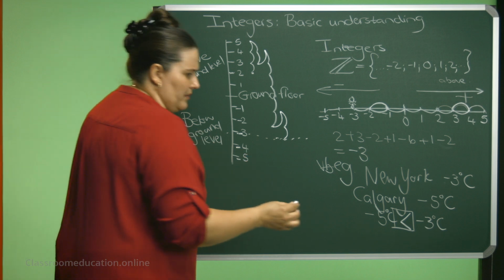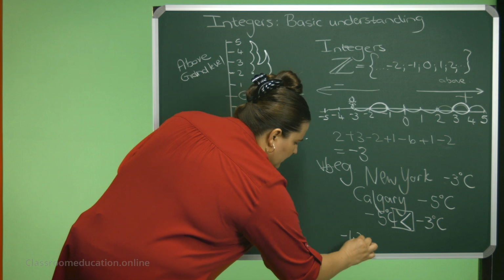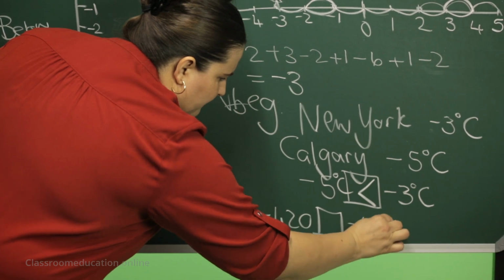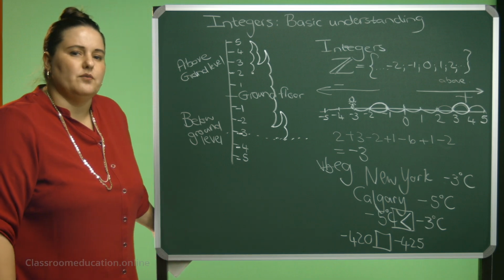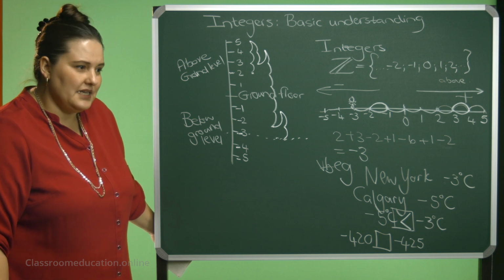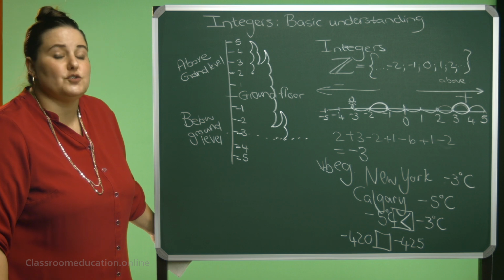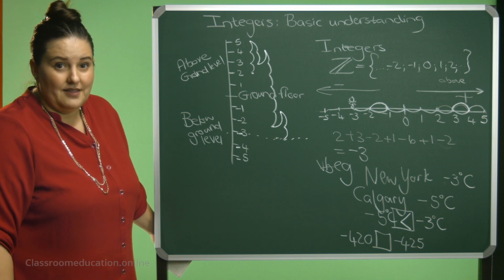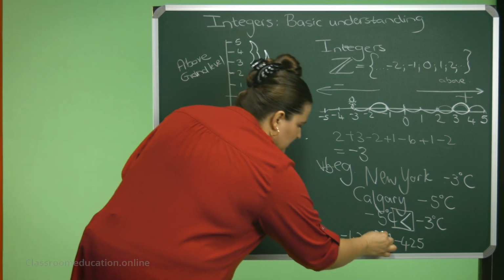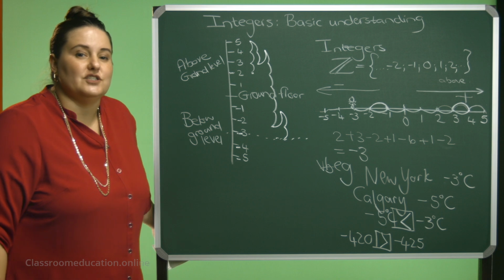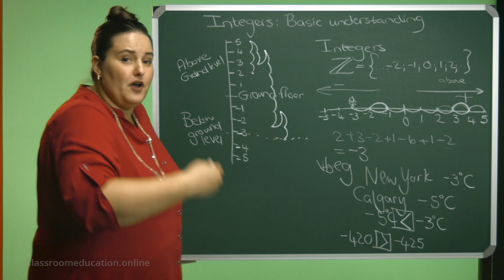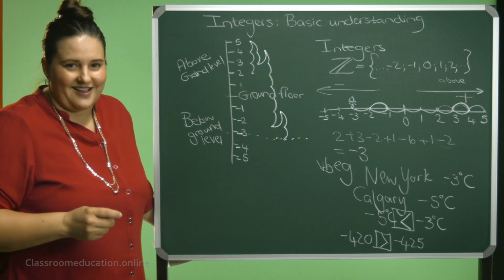Do this one quickly for me. I say minus 420 and minus 425. Which one will you say is bigger? The minus 420 or the minus 425? The minus 420. That is bigger than the minus 425. Because the minus 425 is actually further away from my positive side.